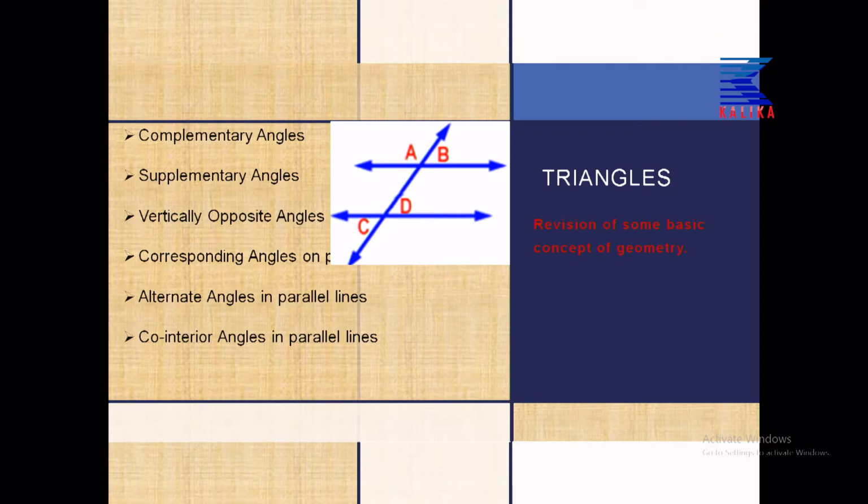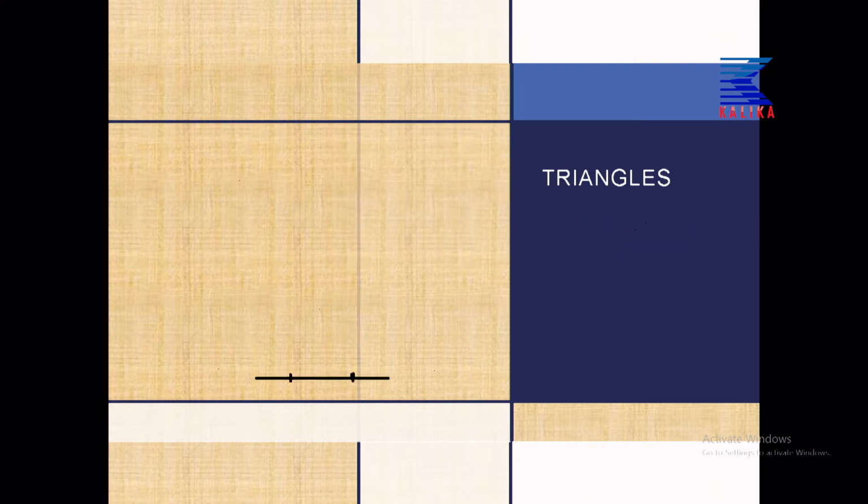Dear students, this is what we completed yesterday: the types of angles when two parallel lines are cut by a transversal, and some special pairs of angles like complementary angles, supplementary angles, and vertically opposite angles. Today we are going to learn about triangles once again, as you have seen in the slide.